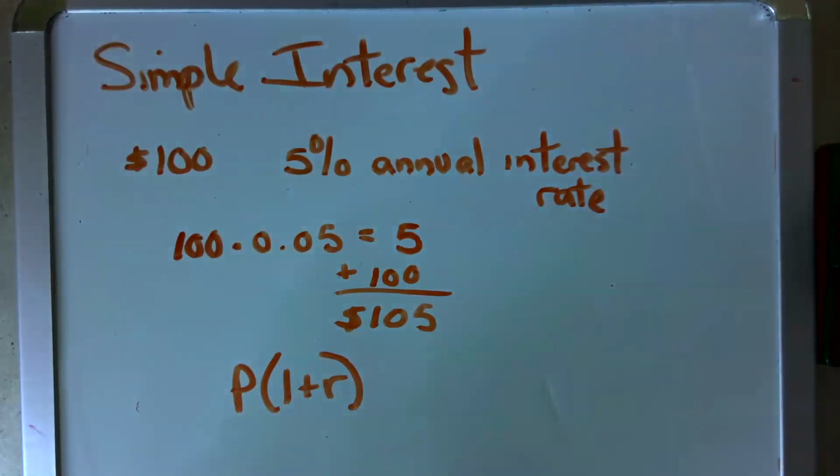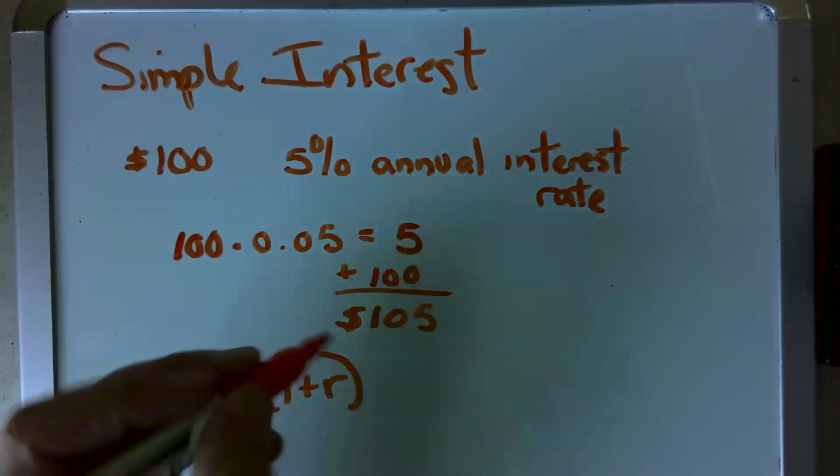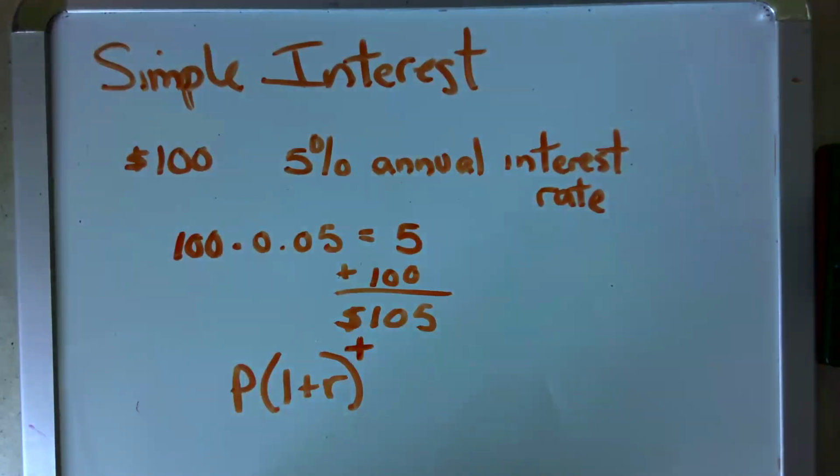Now, if you want to figure out what happens over time, you're going to repeat that process over and over. And the way you can do that in a formula is to raise your 1 plus rate of change to the number of times you're going to repeat this. And so that's our formula for simple interest.